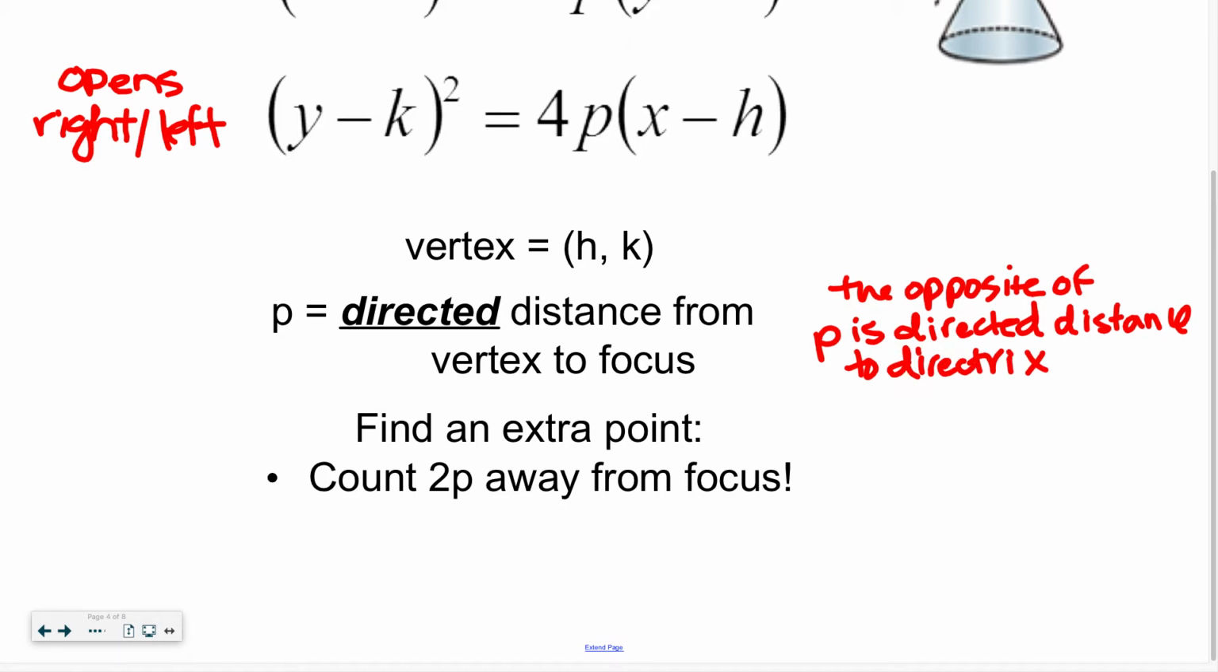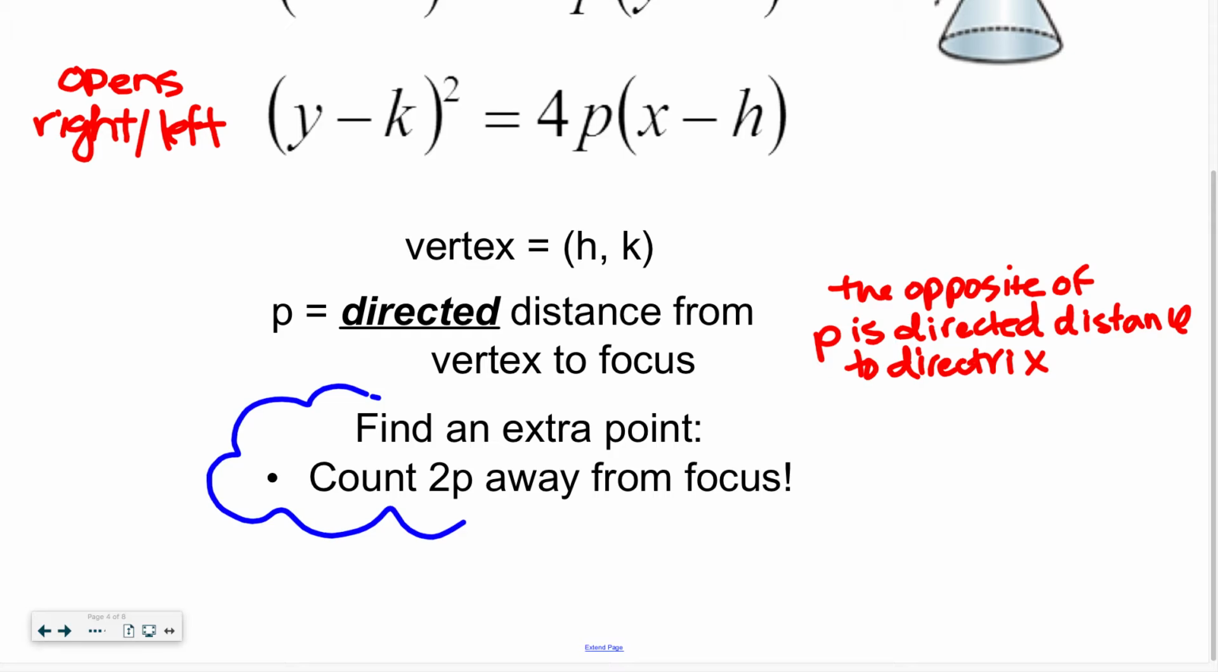So if you're counting up to get to the focus, then you have to count down to get to the directrix. One's inside the parabola, one's outside the parabola. And then this is really important to find your extra point. Your graph will not usually be a perfect parabola. A perfect parabola is one that fits the definition on that previous slide, but I at least want you to find 2 additional points that satisfy that definition.